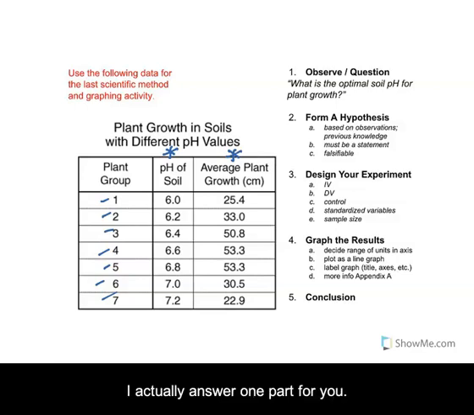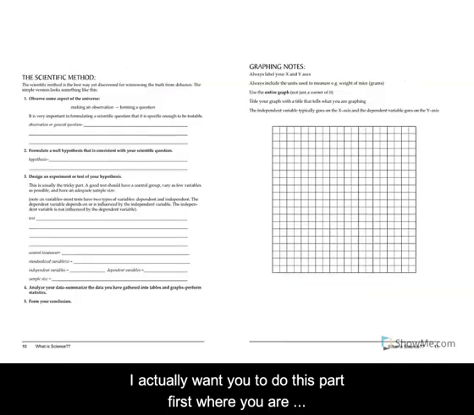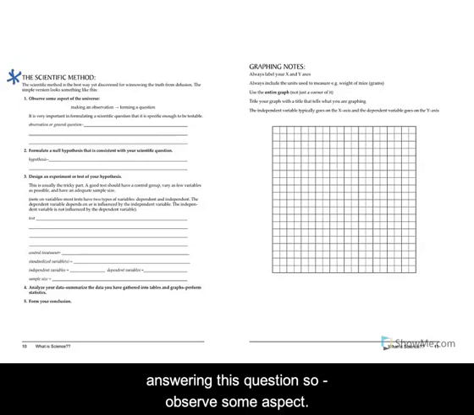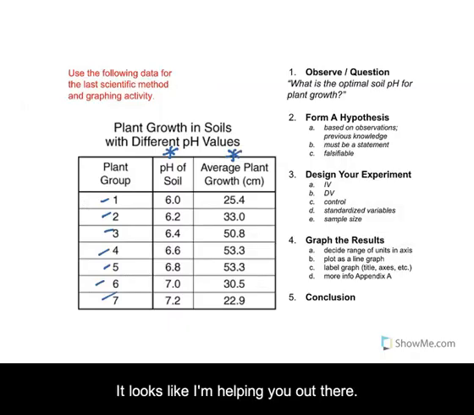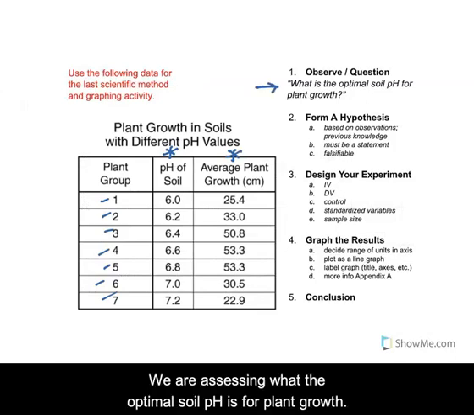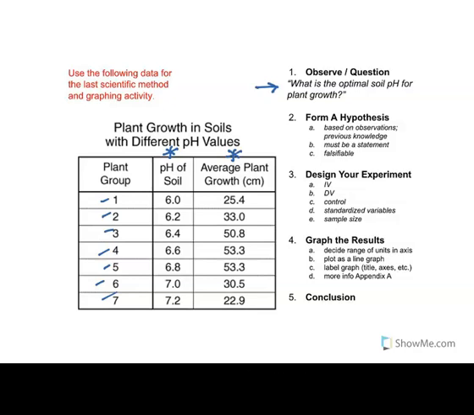Okay, I actually answer one part for you, so I want you to do this part first, where you are answering this question. So observe some aspect. I already give you that aspect, plant growth, pH values, and I want you to write the observation or general question. It looks like I'm helping you out there. We are assessing what the optimal soil pH is for plant growth. That's what we are wondering.